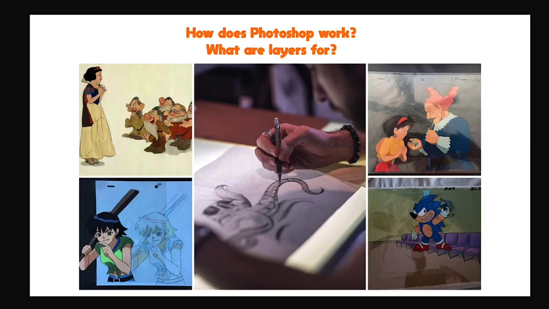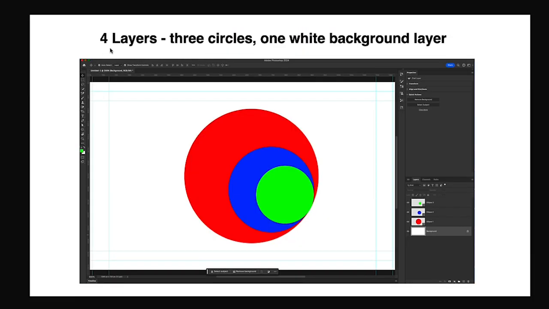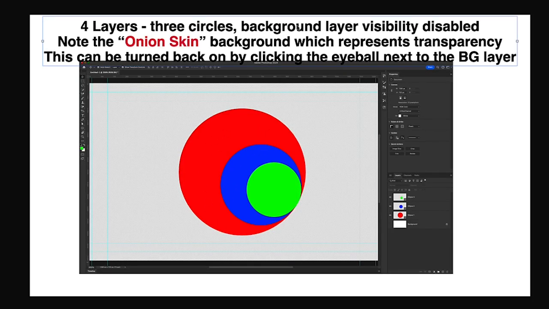All right, moving forward, how does Photoshop work? What are layers for? Well, hopefully you guys got a good grasp on this in our first assignment, but let's just take a quick look. Here we have an example where we have 3 circles, one white background layer. If we look at our layers over here, we can see there's the white background layer at the bottom. There's the biggest red circle at the bottom layer just above the background. Then we have the blue circle, and then we have the green circle on top. And as you can see, putting the smallest circle on top allows us to see what's beneath it. So we have 4 layers, 3 circles and a background layer.